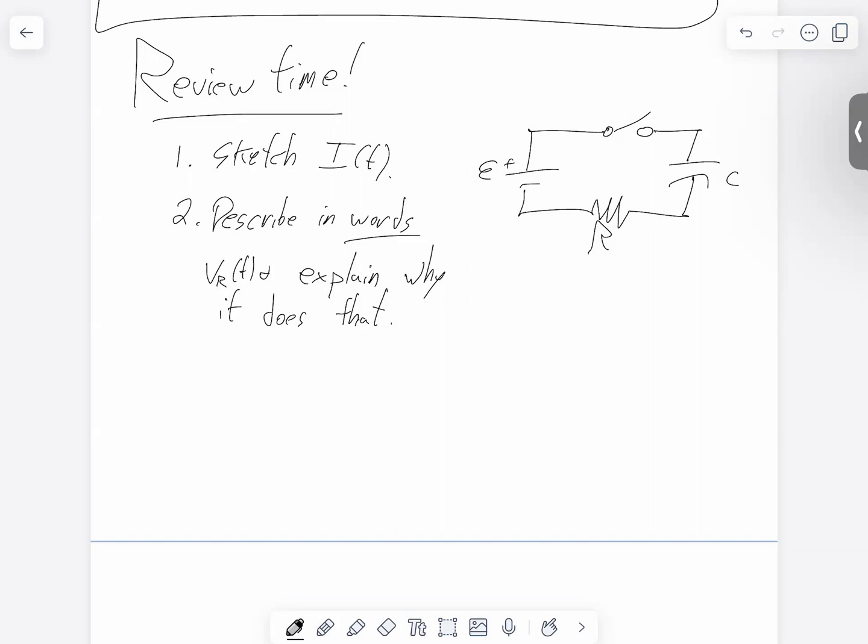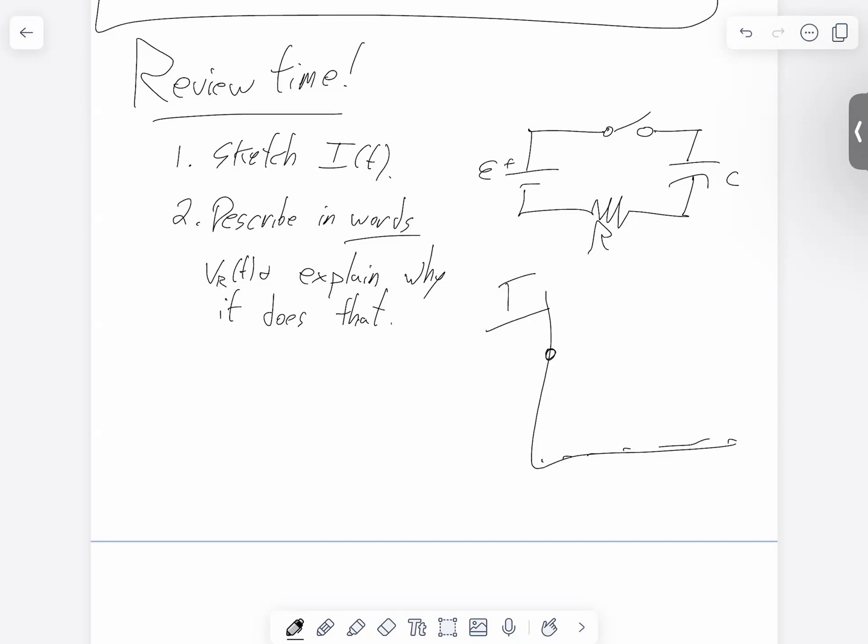Okay, tell me, what is the initial value of current? Big or low? Or infinity? B. What is the asymptotic current? Ooh, spoiler. 0. How do you know it starts at a particular value, not infinity, not 0?